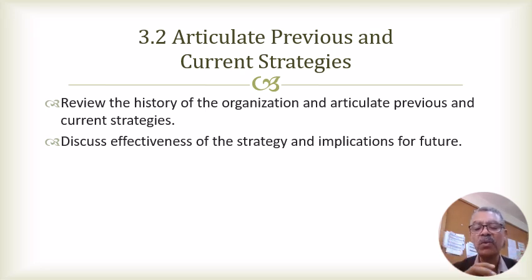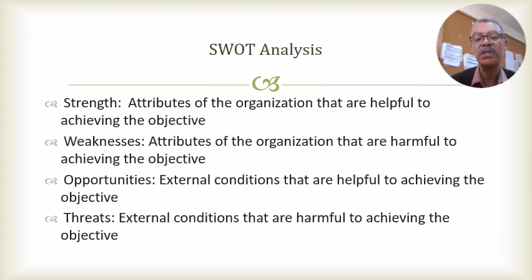And we can also discuss the effectiveness of the strategy and its implication for the future. So what were the strategies that gave effectiveness and efficiency for the plan that we had, and at the same time, what kind of implication can we draw for our future plan? So that is how we can begin to articulate the previous and the current strategies.